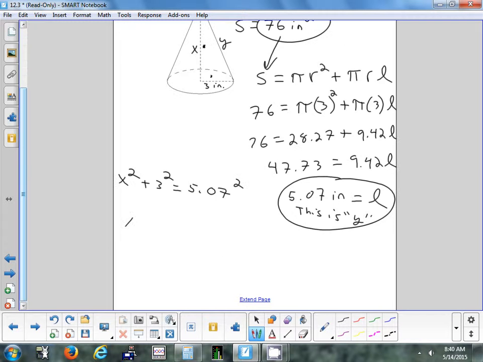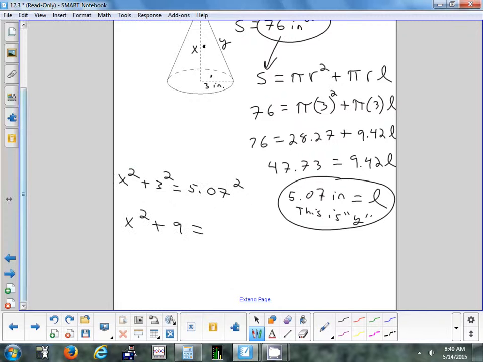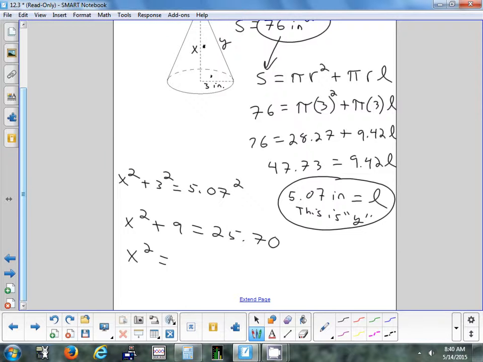All right, so we do that out. Okay, x squared plus 9. 5.07 squared is just a little bigger than 25. So 25.70. Okay, I've just been rounding to 2 decimal places in this whole problem. Okay, so 25.70 minus 9, 16.70.